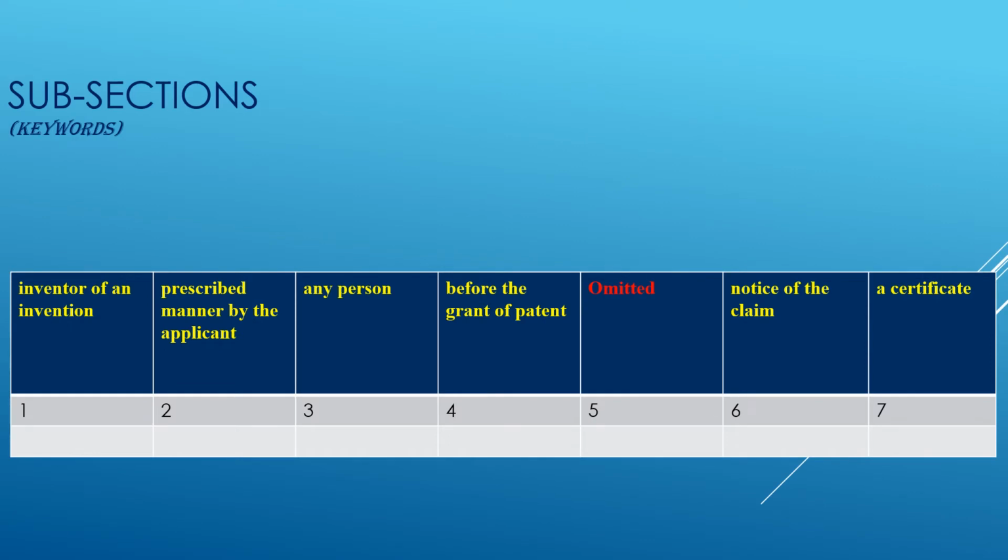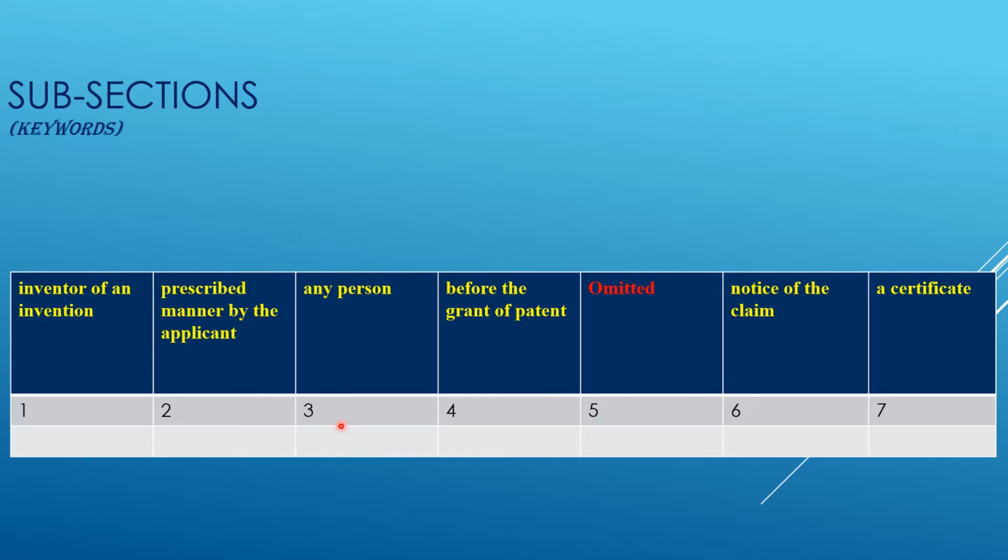Now, as I always do, I have picked up the keywords from the respective subsections of Section 28. The keywords or key phrases can help you in recalling the gist of the subsections of a particular section. Here the key phrase of subsection 1 is inventor of an invention. For subsection 2, this is prescribed manner by the applicant. Okay, that means this can be done in a prescribed manner by the applicant. Fine. Next one is any person.